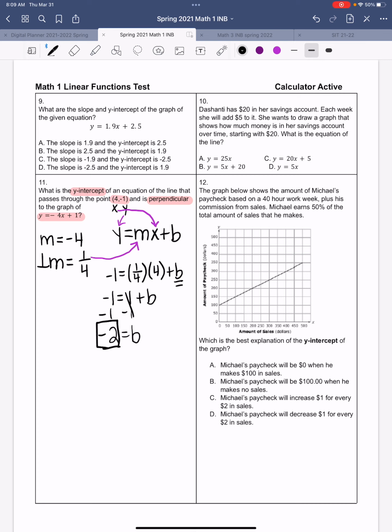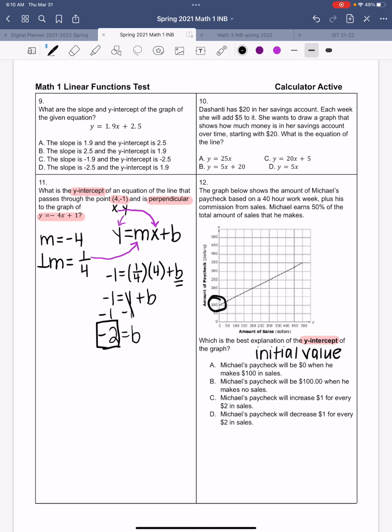So this graph shows for number 12 the amount of Michael's pay based on a 40-hour work week, plus he gets commission for sales, so he earns more money for the more things he sells. What is the best explanation for the y-intercept? So remember, the y-intercept is the initial value. So if it's the initial value, we're looking for this value right here. So we know that the y-intercept is 100, but 100 in terms of what?